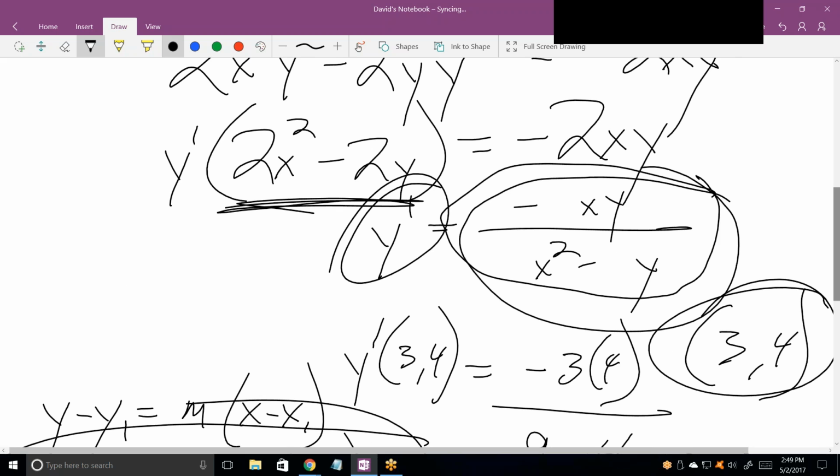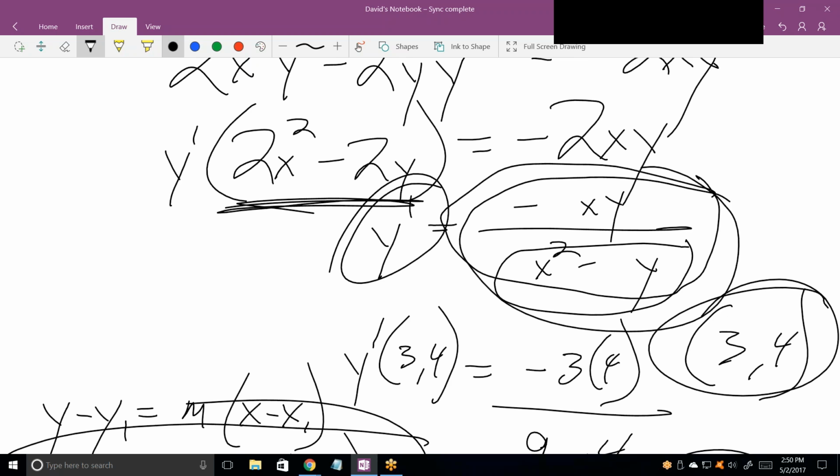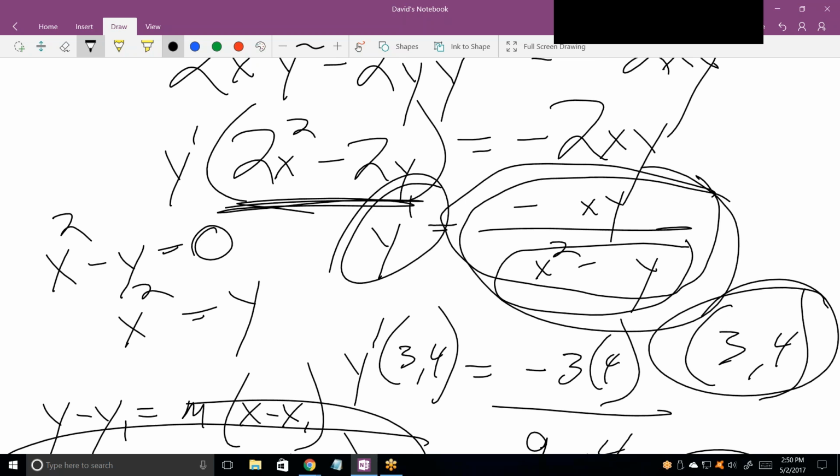Where is the y prime going to be vertical? When the slope is at 1, right? No, when the slope is at infinity. In other words, where this denominator is equal to 0. So I'm going to say, where is x squared minus y equal to 0? Well, that's x squared equal y.